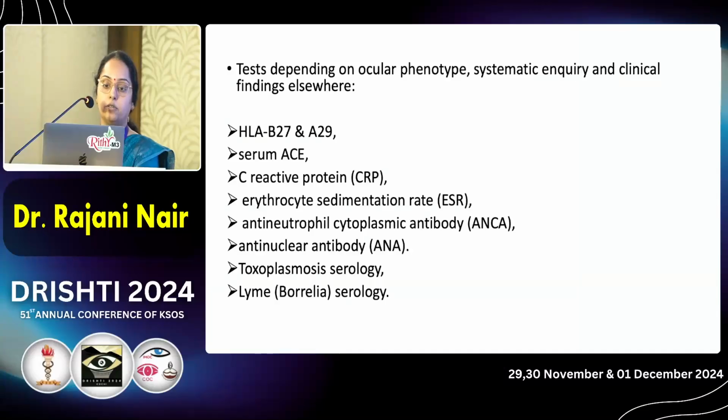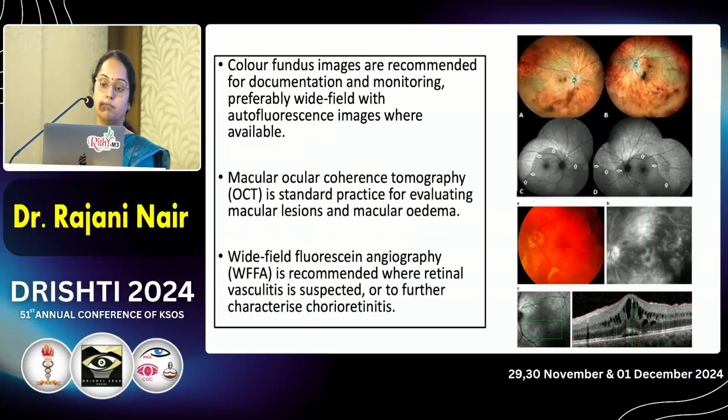Other tests, according to the ocular phenotypes or systemic inquiry and clinical findings elsewhere, should include HLA, serum ACE, C-reactive protein, ANCA and ANA, and toxoplasma serology, all depending on the phenotype and other clinical findings. For imaging, color fundus images are recommended for documentation and monitoring, preferably wide field with autofluorescence images where available.